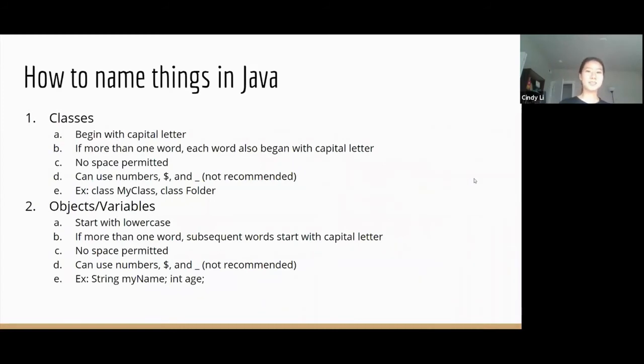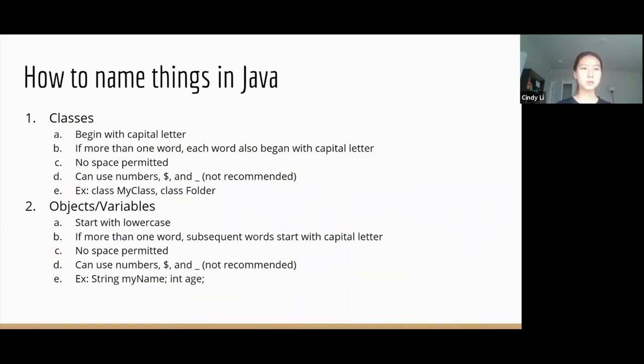Next is how to name things in Java. Naming things in Java is really important because as you get more advanced, you will be doing a lot more stuff with a lot more things. If you name things badly, you will get confused. Good naming helps you keep things on track. And there are some rules to name things.